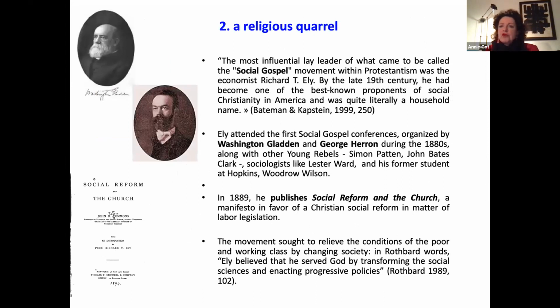And this is my second point: a religious quarrel. In a very nice paper on the social gospel and economic theory, Bateman and Kapstein write that the most influential lay leader of what came to be named the social gospel was Ely. Ely attended the first conferences organized by Gladden and Herron during the 1880s. In 1889, he published Social Aspects of Christianity, which is a manifesto in favor of a Christian reform in matters of labor legislation. I usually disagree with Murray Rothbard, but basically I agree with this quote: Ely believed that he served God by transforming the social sciences and enacting progressive policies.